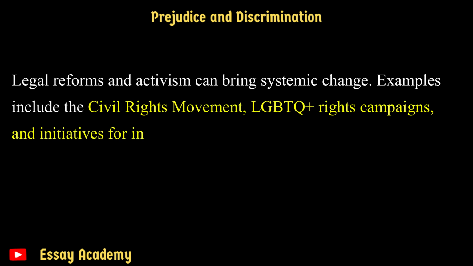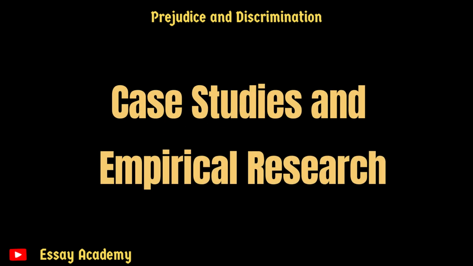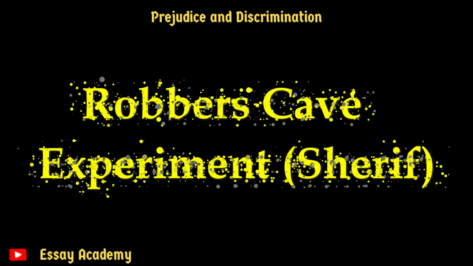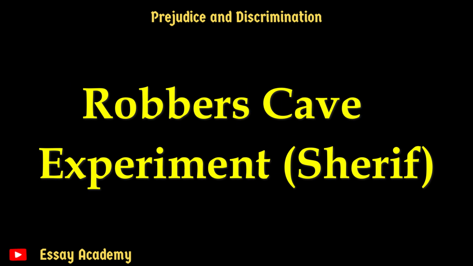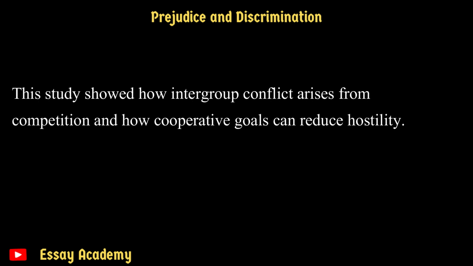Legal reforms and activism can bring systemic change. Examples include the civil rights movement, LGBTQ+ rights campaigns, and initiatives for indigenous rights. Case studies and empirical research. Robbers Cave experiment, Sherif. This study showed how intergroup conflict arises from competition and how cooperative goals can reduce hostility.